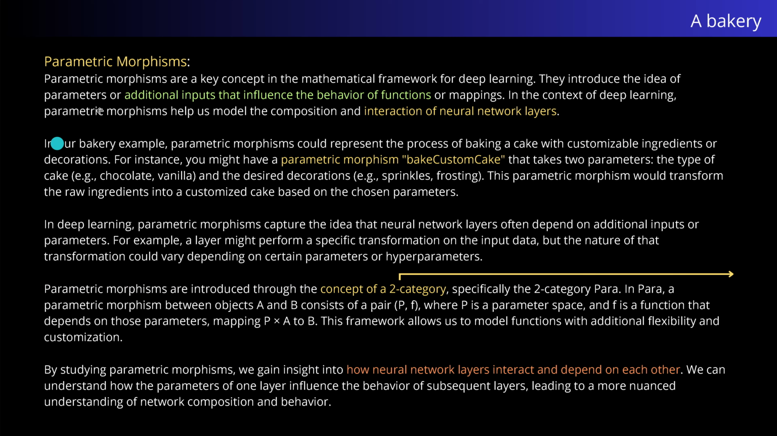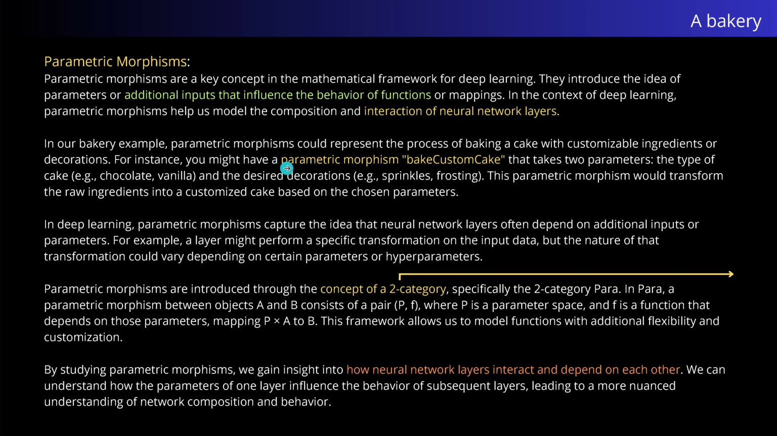Beautiful. Now you know we have morphism, and now, as I told you, we have parametric morphism. Well, that's easy. So in the introduction of parameters or some additional inputs that influence the behavior of our function or our mapping, you know this. And in the context of deep learning, parametric morphism help us to model the composition and the interaction of neural network layers. How the layers work together. We have hyperparameters, parametric morphism.